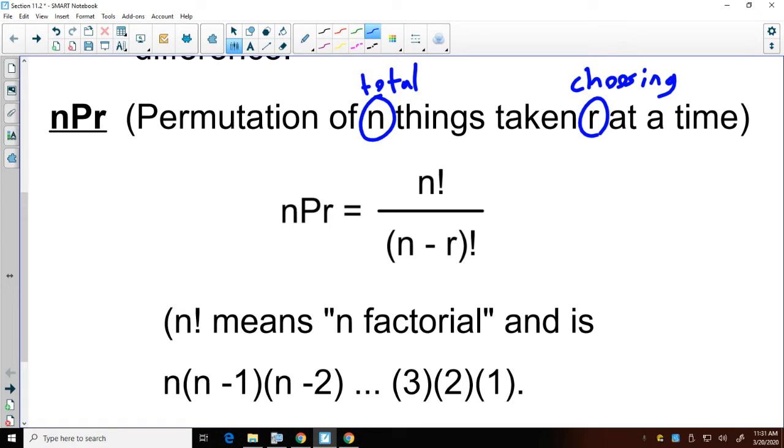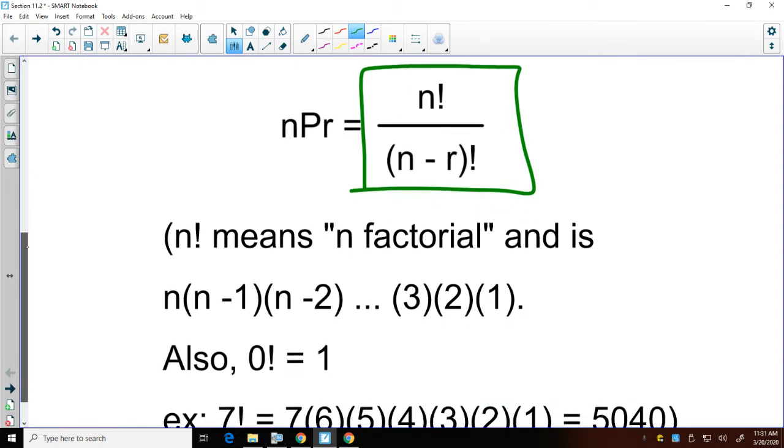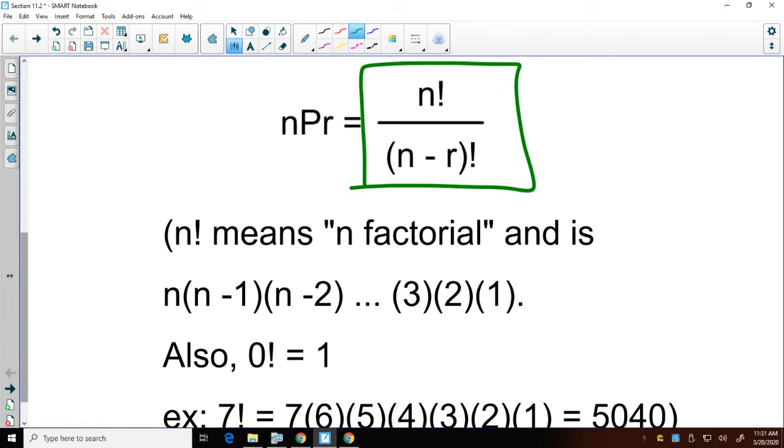Okay, so now that you know what N and R are, right down here is the formula that your calculator is running. N factorial, all over, parenthesis, N minus R, parenthesis, factorial. So if you use the nPr in our calculator, you don't have to know this formula because that's what your calculator is running for you. You don't have to memorize this formula at all.